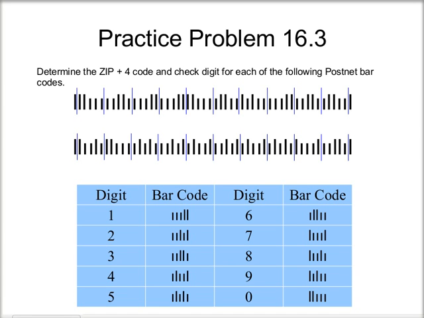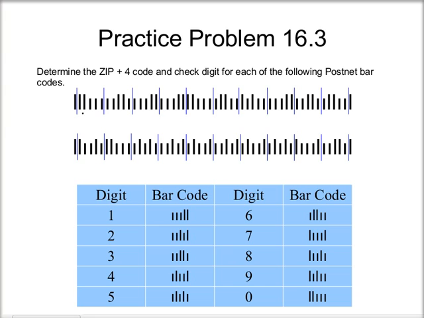This is practice problem 16.3. I have two PostNet barcodes and I want to determine the zip+4 code and the check digit for each of these barcodes. So I'm just going to use my chart here and figure out what all these digits are. So I've got my guard bars on either end, so those don't stand for any digit.